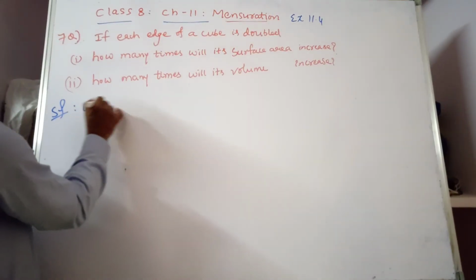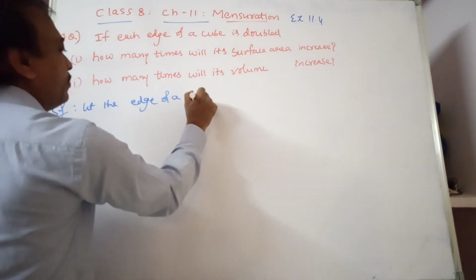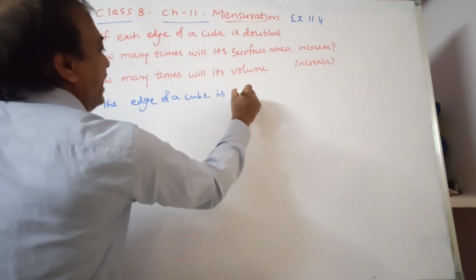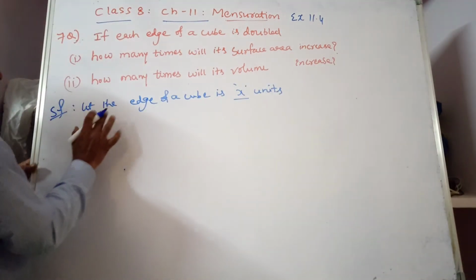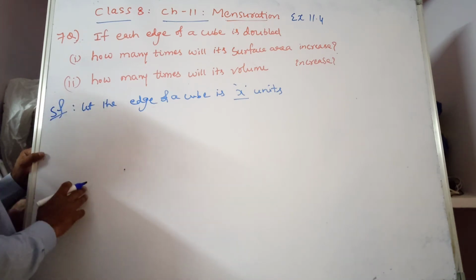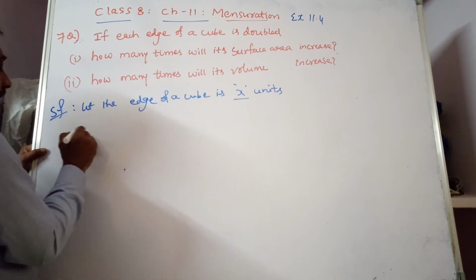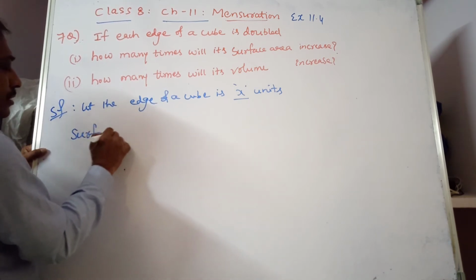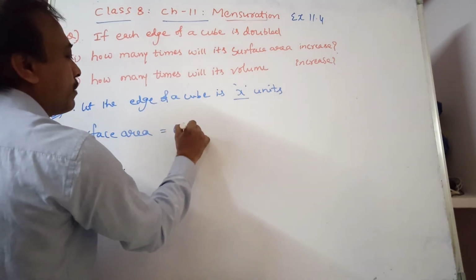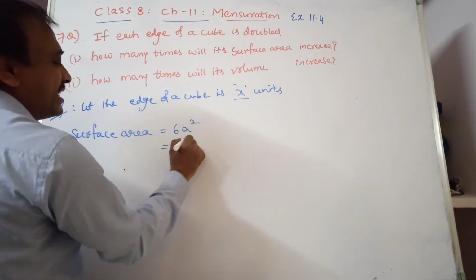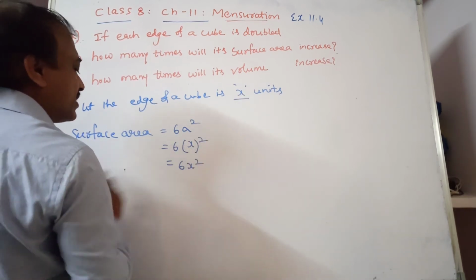Let the edge of the cube be x units. First find out the surface area, if it is x units, as we are assuming. Surface area is nothing but total surface area, with formula 6a square, which is 6 into the edge we assumed, x square, which is equal to 6x square.